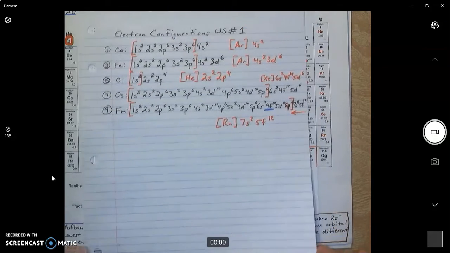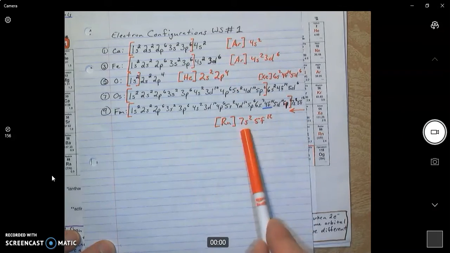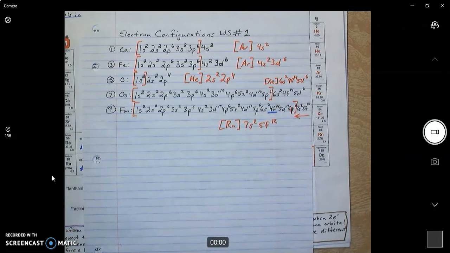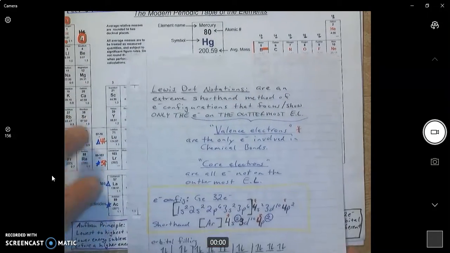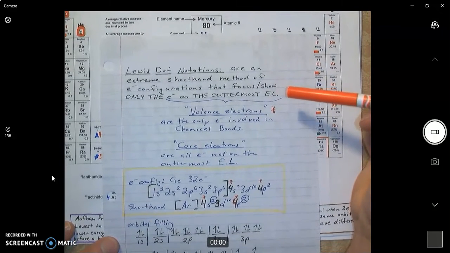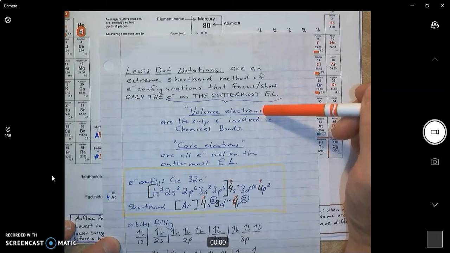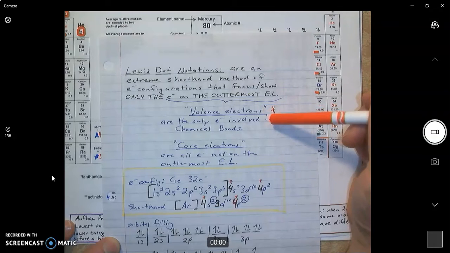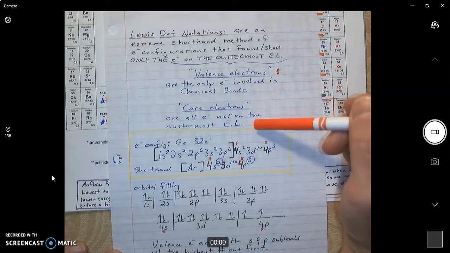The next thing I want to go over with you is how do we take either a regular configuration or a shorthand notation and get what we call a Lewis dot notation from it. And this honestly is the most usable notation that we're going to have. The Lewis dot notation is an extreme shorthand method of electron configuration that shows only the electrons on the outermost energy level. That's called the valence electrons. Those are only on the highest number energy level, largest number out front. Everything else are core electrons.